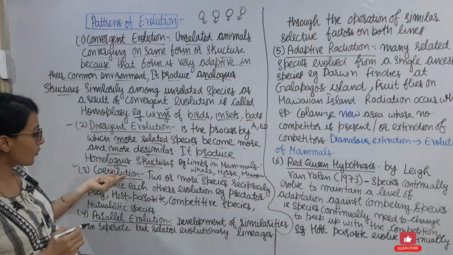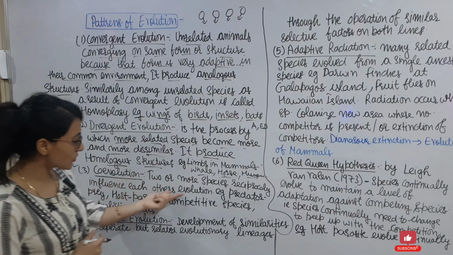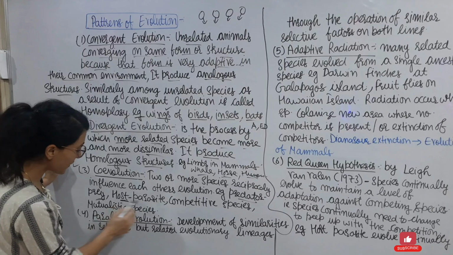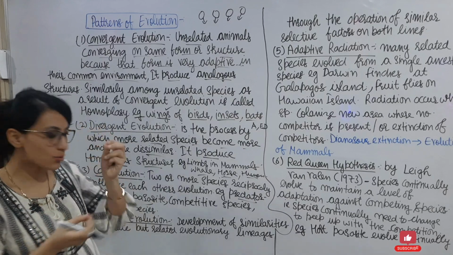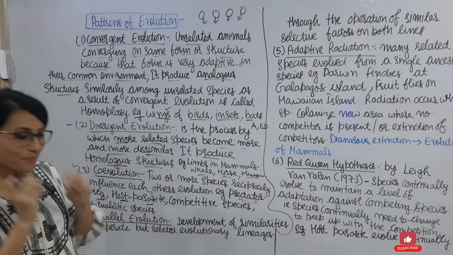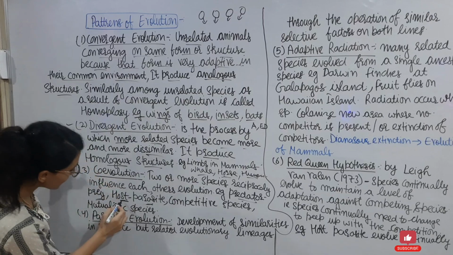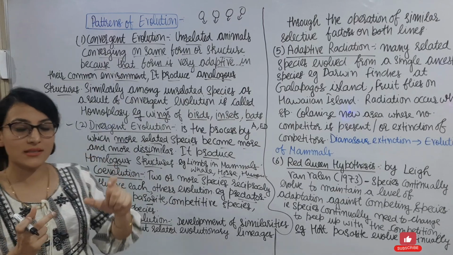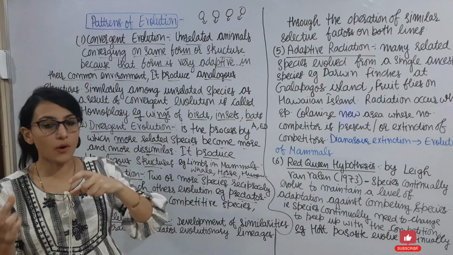Then third is called coevolution. Two or more species reciprocally influence each other's evolution. For example, the predator-prey relationship, then the host-parasite relationship. The host evolves in such a way that it develops some sort of resistance to the parasite, and the parasite evolves in such a way that it copes with the resistance developed in the host. So this is how two organisms in some association evolve with the help of each other.